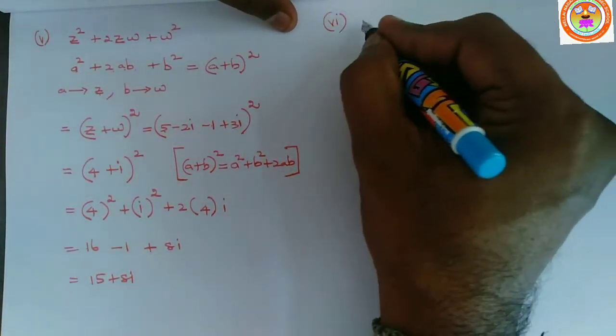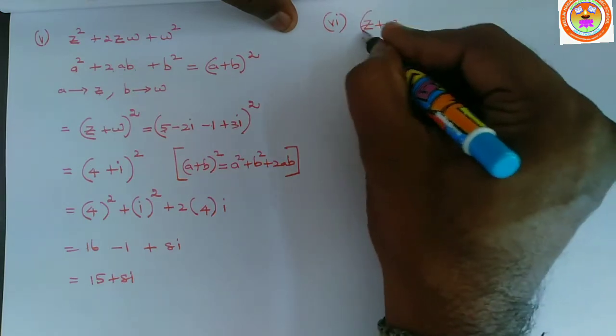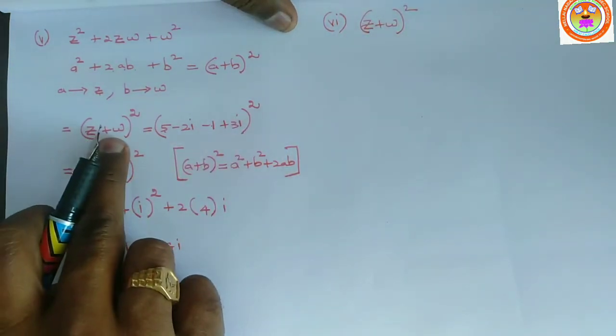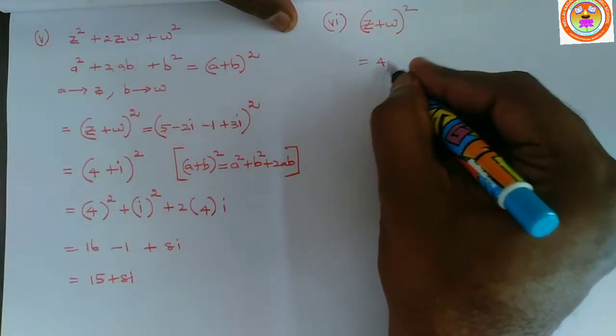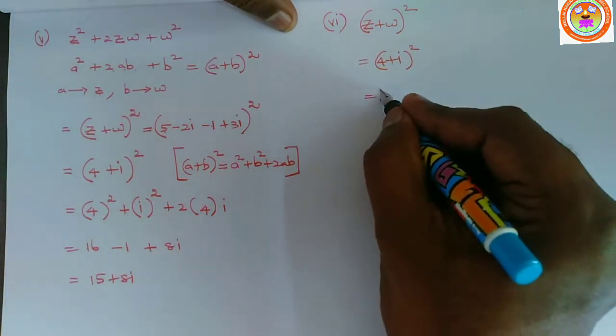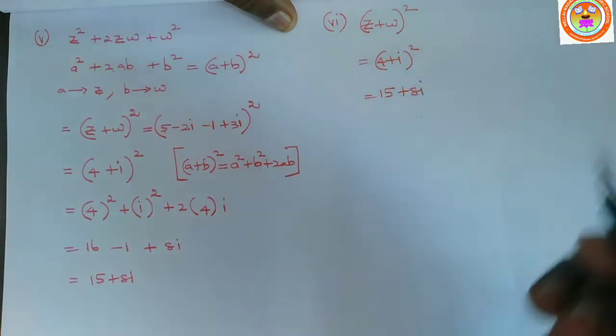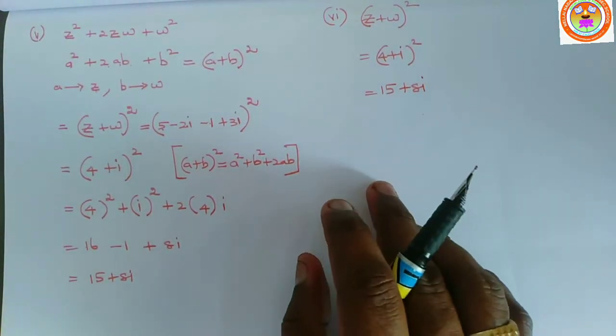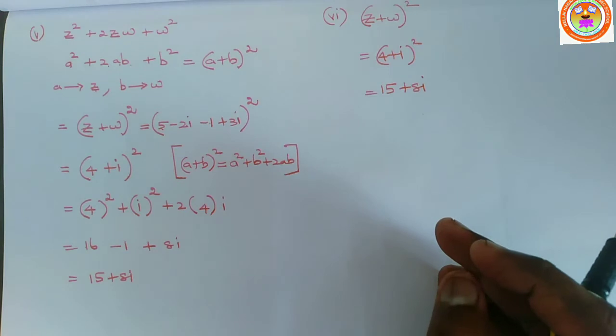Next, sixth subdivision. The sixth subdivision is z plus w the whole square. Just now we saw z plus w the whole square is nothing but 4 plus i the whole square. We know what 4 plus i the whole square is: 15 plus 8i. We can use it here itself and we can stop our sum. Next, second sum.